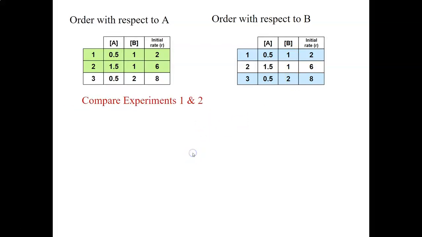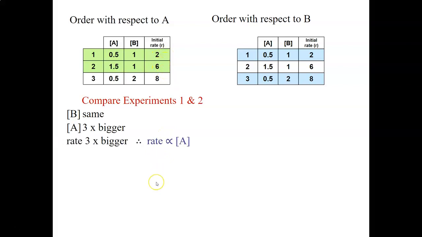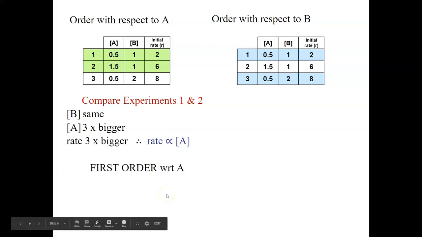So comparing experiments 1 and 2, B is the same, A is 3 times bigger. Concentration of A goes up 3 times. What happens to the rate? Well, the rate is 3 times bigger as well. So that tells you that the rate is proportional to the concentration of A, and that means that it's first order with respect to A.